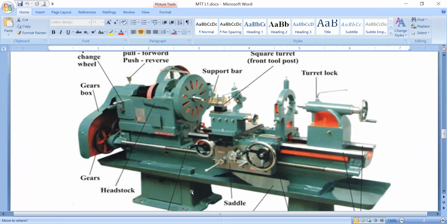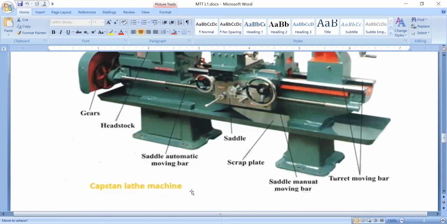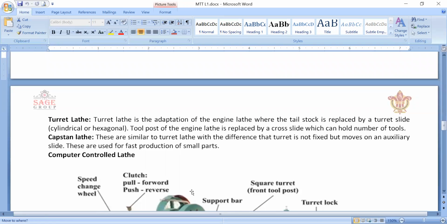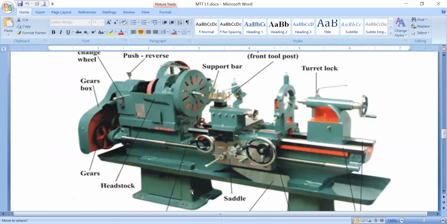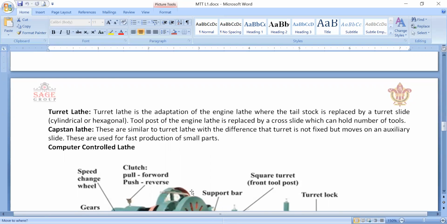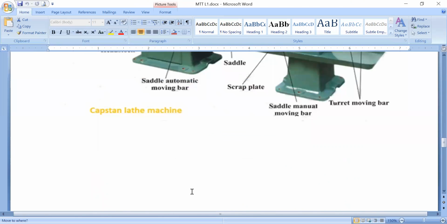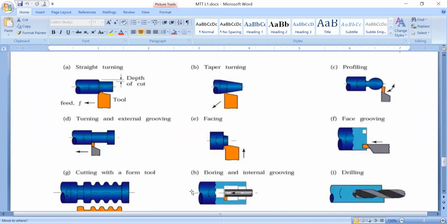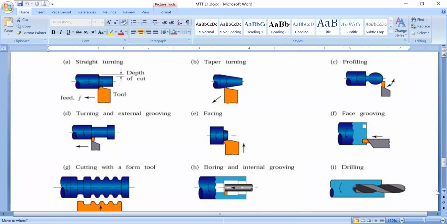We use a single point cutting tool in the previous lathe, that is the engine or center lathe, but here we use multiple tools at a time, and multiple operations can be performed with the help of capstan and turret lathes. This is one of the automated lathes which can enhance the working of the lathe, and it can also be controlled by computer. Another type of lathe is the CNC lathe machine. This is the end of the lecture. These are some of the operations that can be done with the lathe machine.